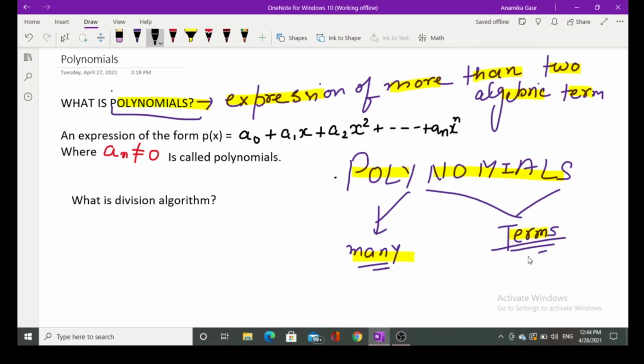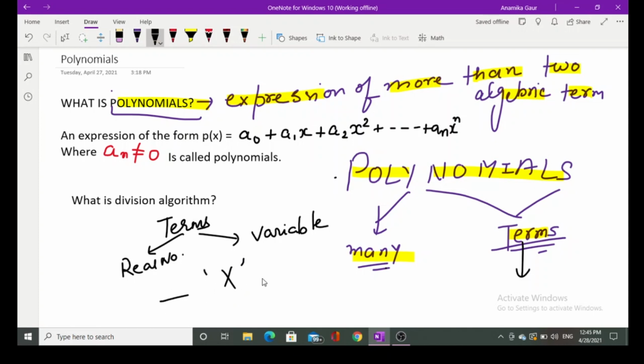So the next word which we need to discuss is terms. What are terms? Terms are made up of two components: one is a real number and the other is a variable. The real number and variable are connected with the help of a multiplication symbol, and the variable changes while the real number does not change.